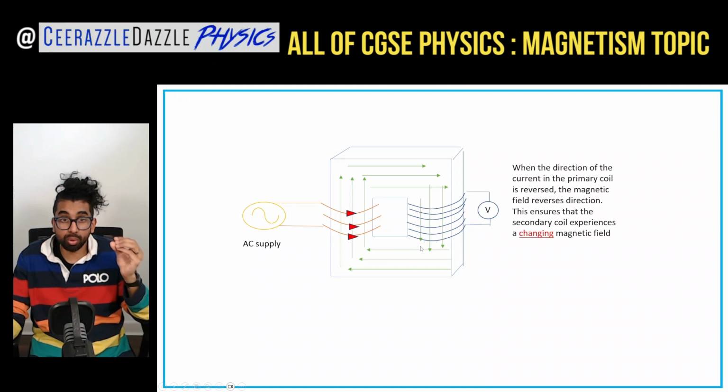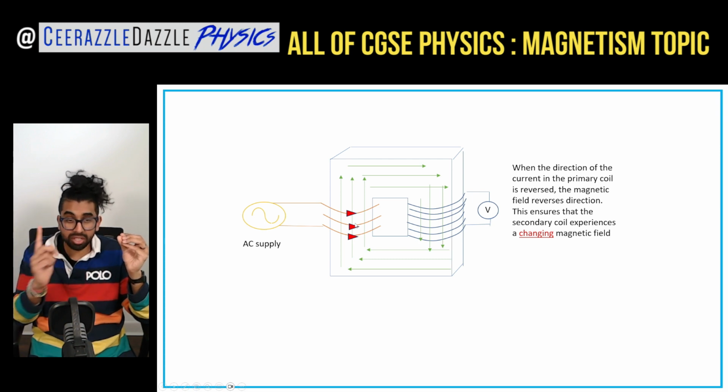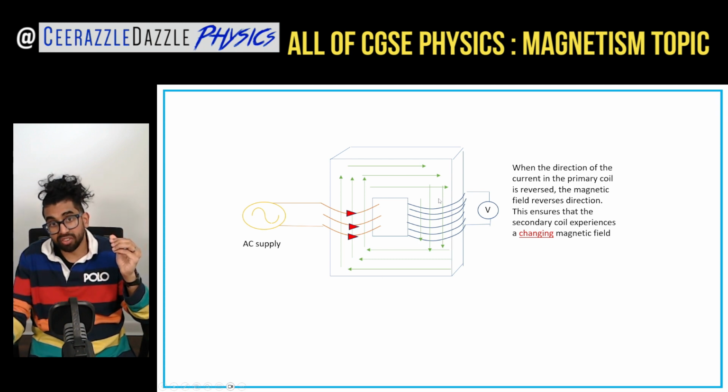And that's why we have the voltmeter at the end over here. In order to ensure that the magnetic field is constantly changing, I simply have to reverse the current in the primary coil. Because when I reverse the current in the primary coil, it swaps the direction of the magnetic field. You need to have a changing magnetic field in order to have a voltage being induced constantly.